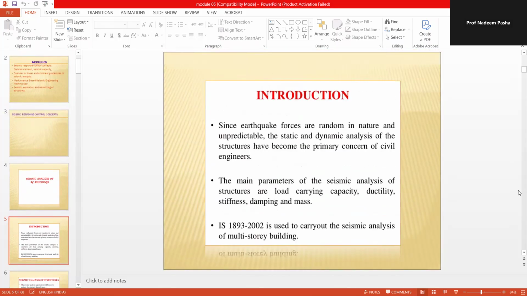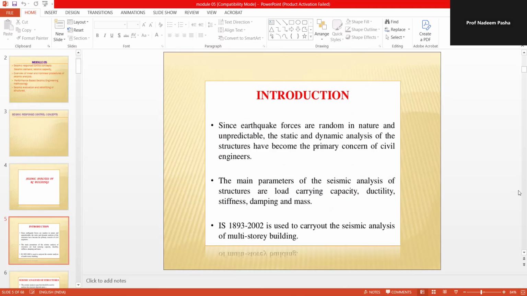The introduction part. Since earthquake forces are random in nature and unpredictable, the static and dynamic analysis of the structure have become the primary concern of civil engineers. So, what is happening? Earthquake forces are not static, they are random in nature and also unpredictable. You cannot predict at what time earthquake will occur. The static and dynamic analysis of the structure have become the primary concern of civil engineers.